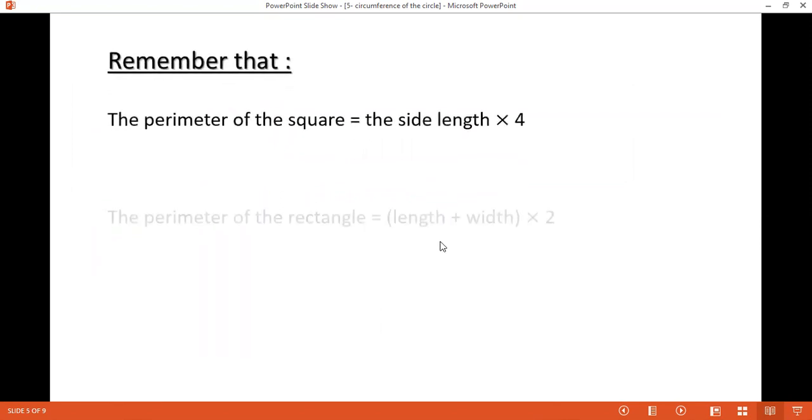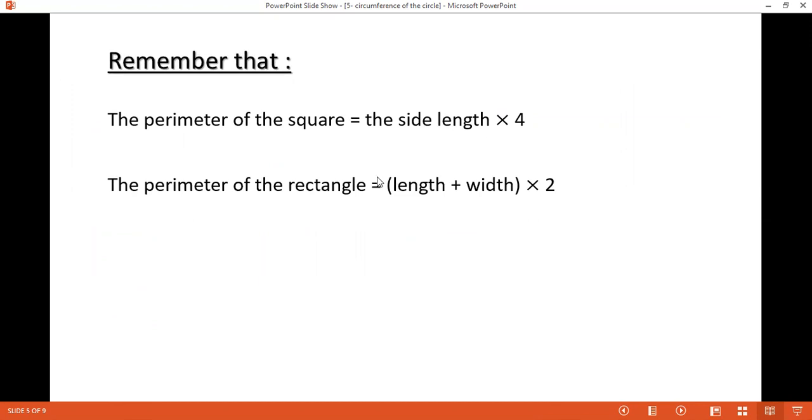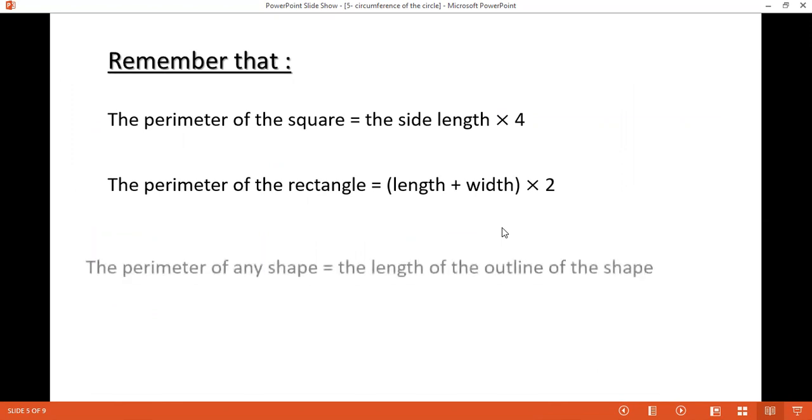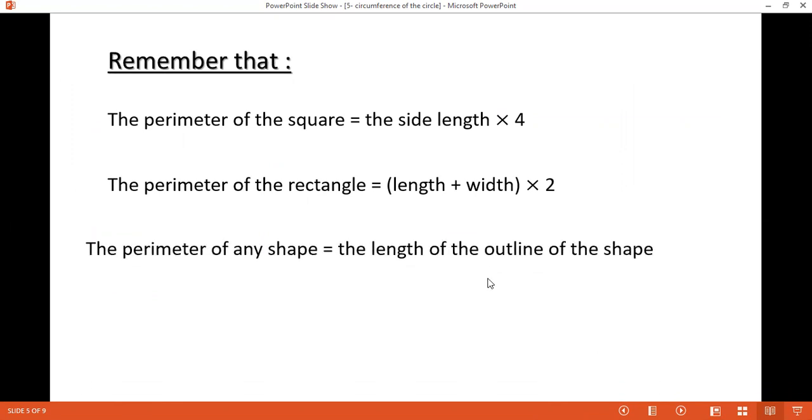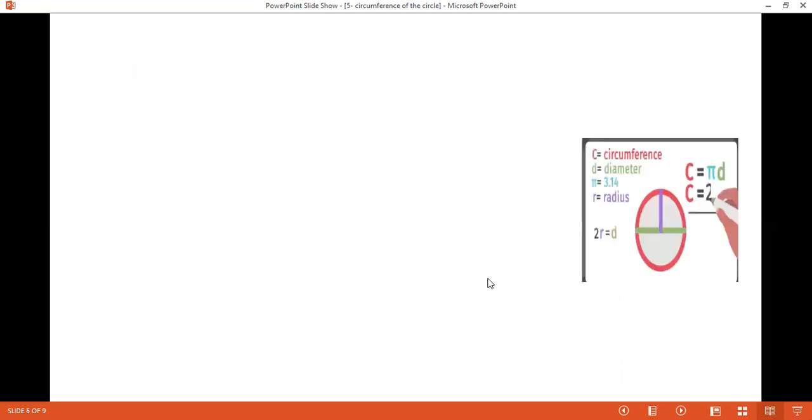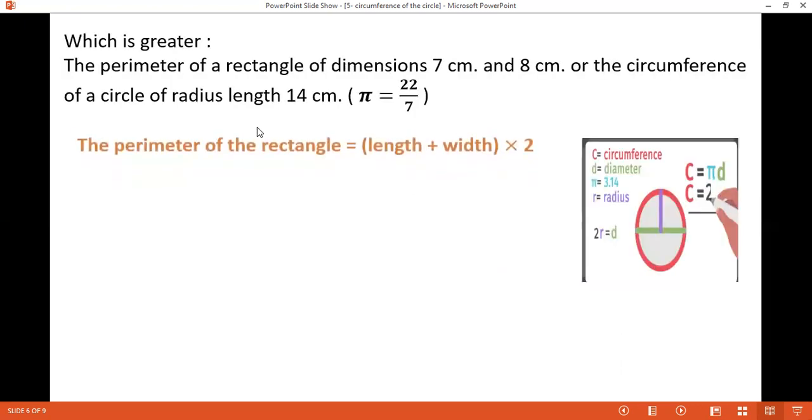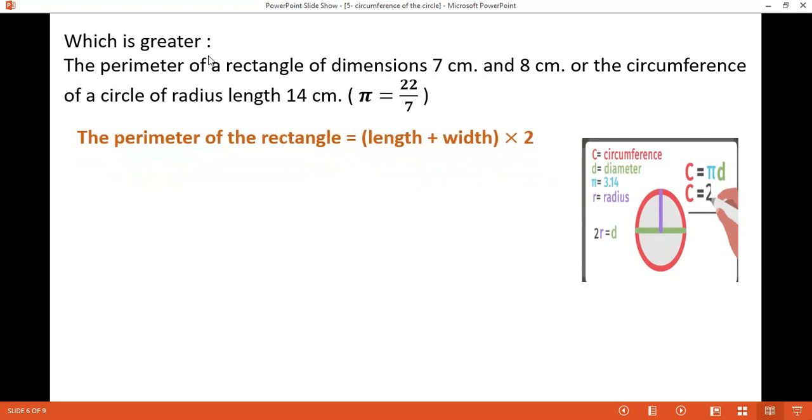Okay, remember that the perimeter of a square is side times 4. The perimeter of a rectangle is length plus width, multiplied by 2. The perimeter of any shape is the length of its outline. Okay, look here: which perimeter is greater? I have to compare the perimeter of a rectangle with dimensions 7 and 8, and the circumference of the circle whose radius is 14 centimeters. Perimeter of the rectangle is length plus width times 2: 7 plus 8 multiplied by 2 will be 30 centimeters.